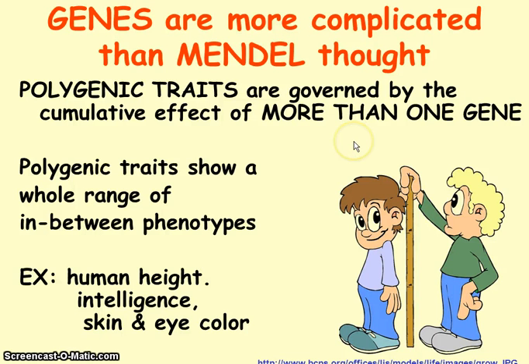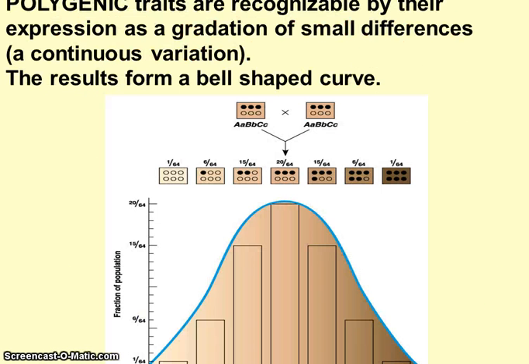Welcome back, and going on to continue how genetics is a little bit more complicated than Mendel thought. So now we're on polygenic traits, which basically means poly, more than. They're governed by more than one gene, so they have that cumulative effect. I'll show you that in another picture, but they have a whole range of phenotypes. Examples of this would be human height, intelligence, skin, and eye color. So it just means that there are gradual differences and a continuous variation.